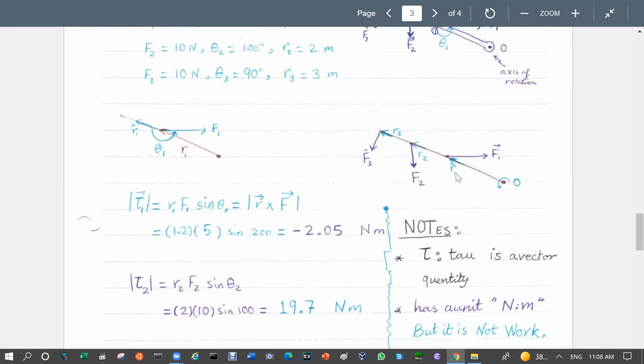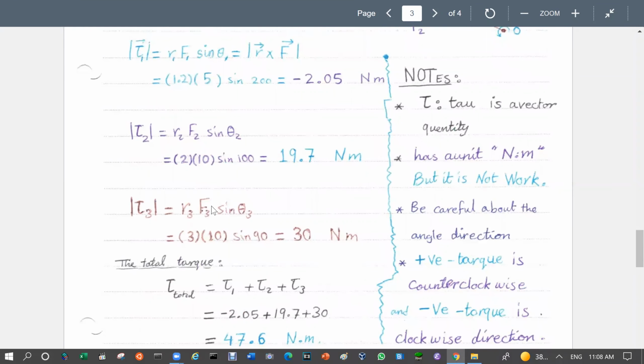So if you rotate your hand counterclockwise, then it is positive rotation or positive torque. Clockwise is negative. It is just Newton's second law.